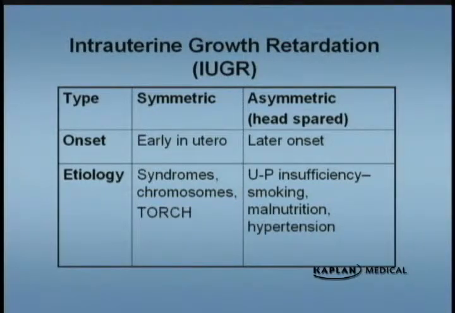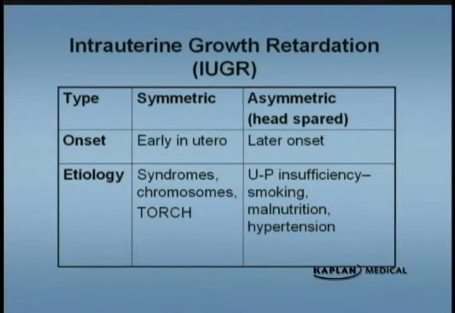The fetus is exposed to all kinds of products throughout the gestation, and so therefore that can affect the end product of the baby. We try to break it up into two types of intrauterine growth retardation. We try to call it symmetric and asymmetric. Asymmetric means that the head is spared. That's a good thing. That means that the brain is growing.